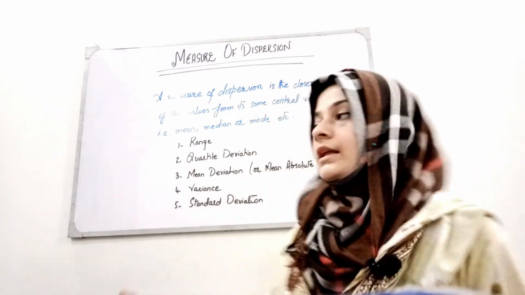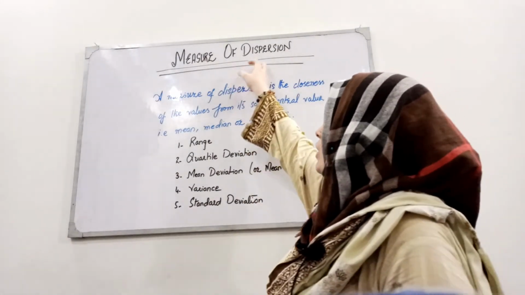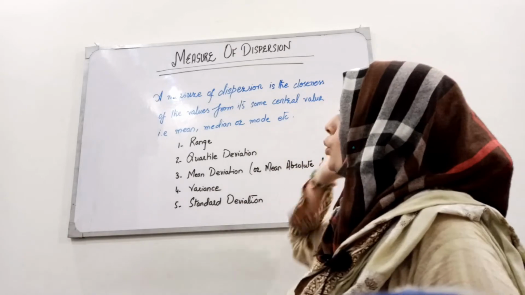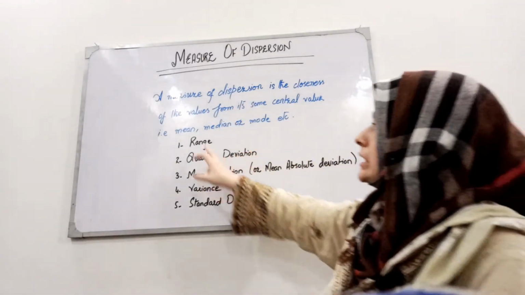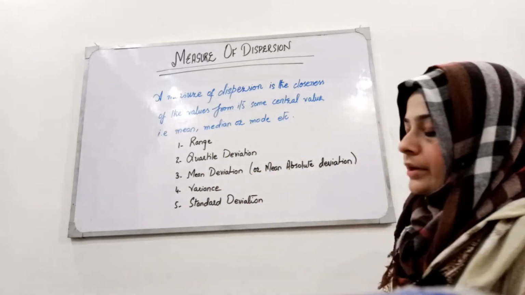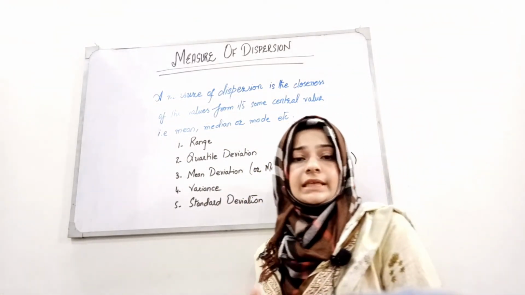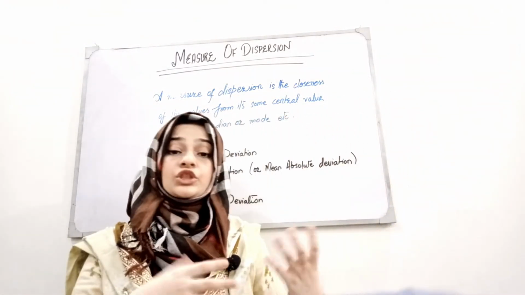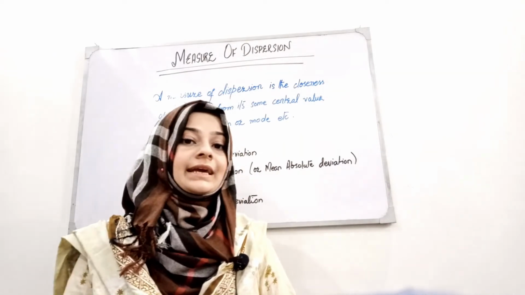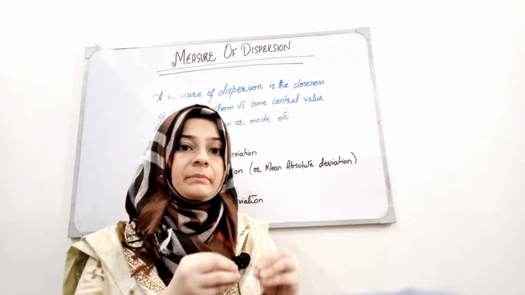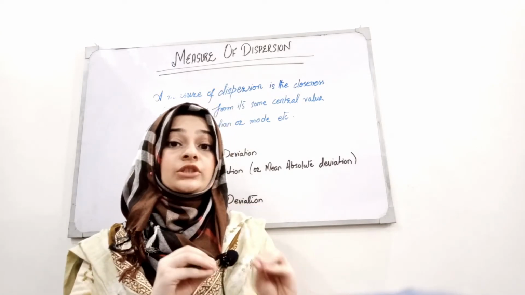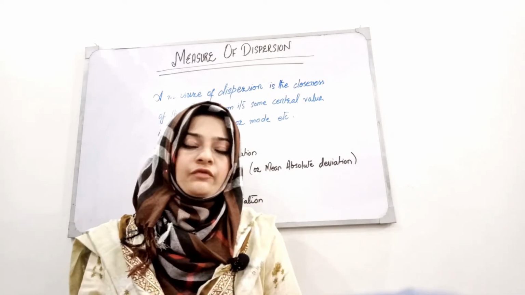So students, let's have a look. A measure of dispersion is the closeness of the values to their central value, which is the mean, median or mode. Or in other words, the measure of central tendency is a single value to represent a group of data, whereas the measure of dispersion is to find out the differences in your data.